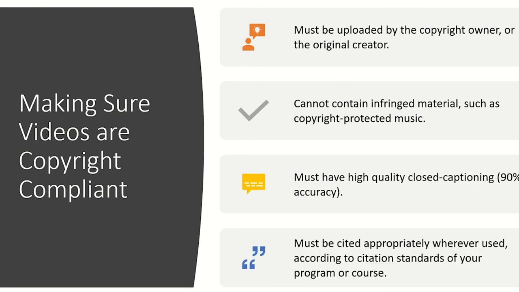And finally, when you're using your video, if it passes the copyright compliance check, you yourself must cite that video appropriately wherever you use it, according to the citation standards of your program or course. In your case, this may be following in line with Conestoga APA standards. You can learn more by visiting apa.conestogac.on.ca. Each of these tips will help you make sure that your videos are accessible, copyright compliant, and appropriate for use in your teaching.